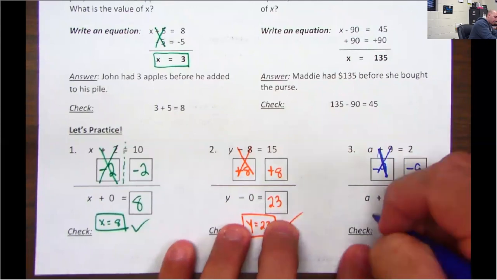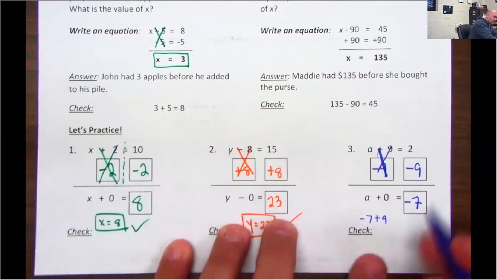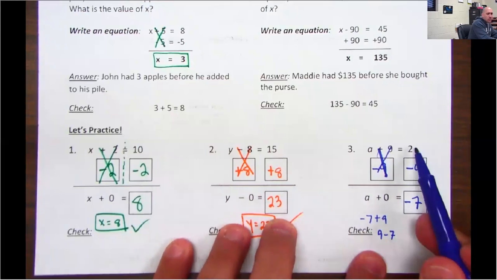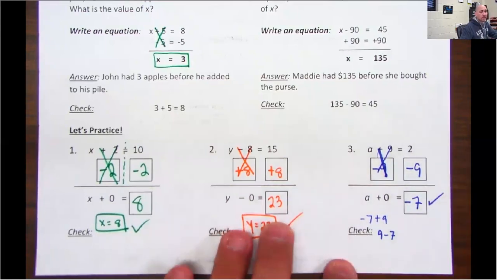All right, let's plug it in. Negative 7 plus 9, or just rewrite it. Isn't 9 minus 7 equivalent to 2? Yes, it is. So it works.